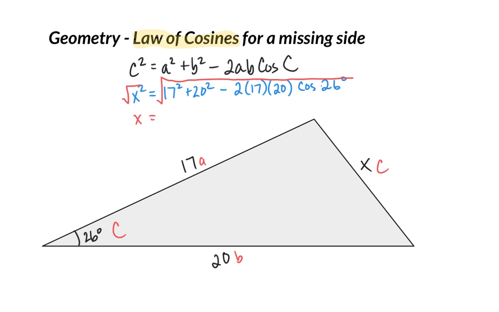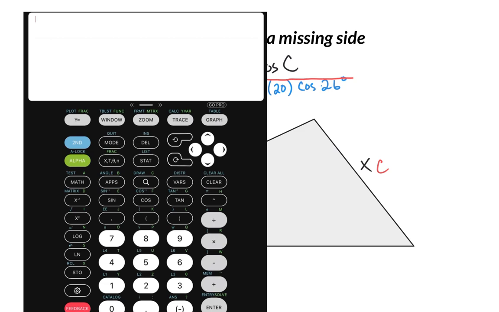Okay, let's type this in. So I'm going to do second and the square root, and then I'm going to type this whole long chain of things in. 17 squared plus 20 squared minus 2 times 17 times 20 times the cosine of 26 degrees. I'm using parentheses here. You wouldn't have to, you could just put the times sign. And there it is, 8.821 or 8.8.